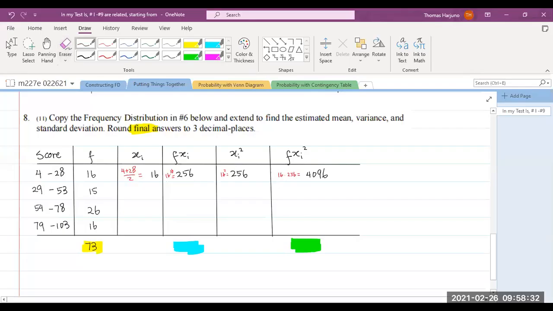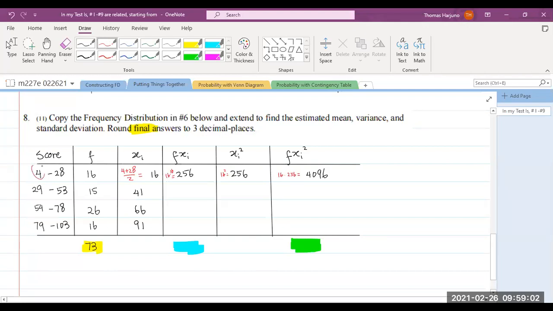So this will be, what is this? 41. And then 66. And then 91. Is it right? Okay. Before I go on, notice that the class width is 25, right?